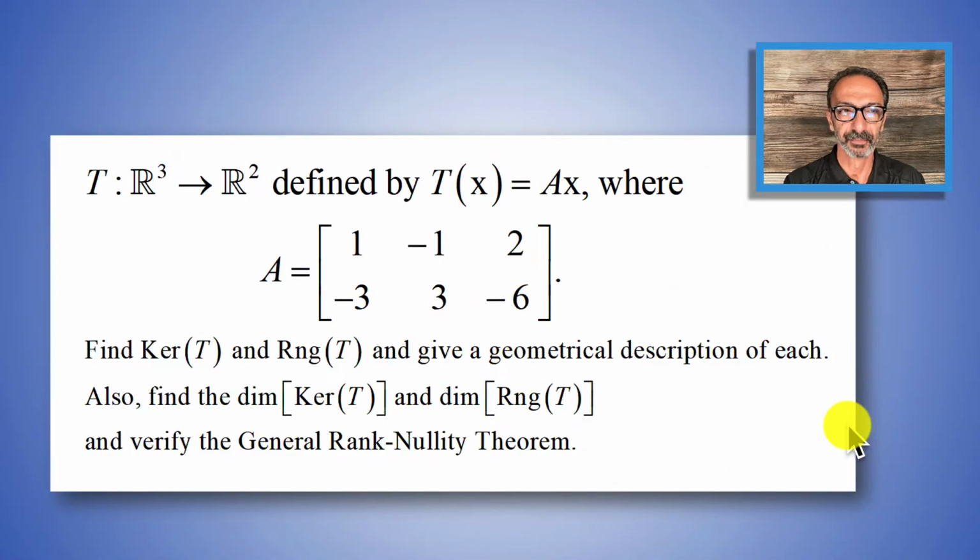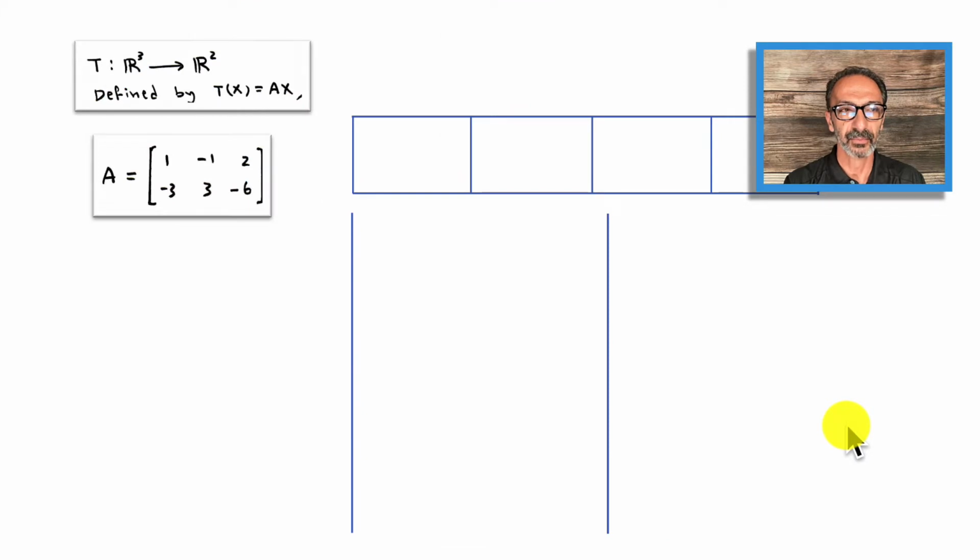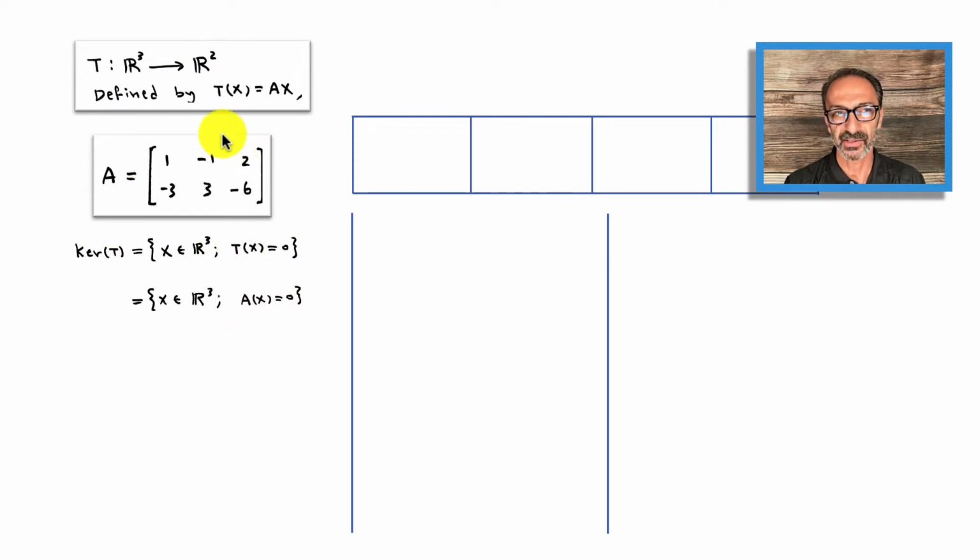One more time, here's the problem. And now we need to define or talk about the kernel to get started. Then we'll jump to the range. The kernel will be all the vectors v in R^3 that will be taking me under the transformation to the 0 vector in R^2. Differently, we say Ax equals 0, because that's how we define the transformation with the matrix A.